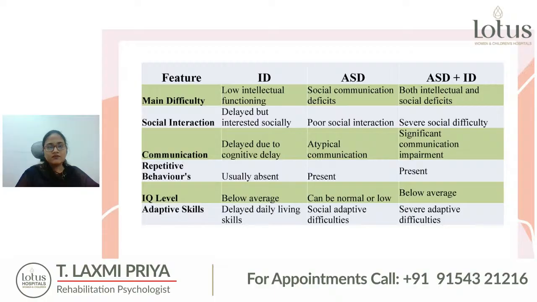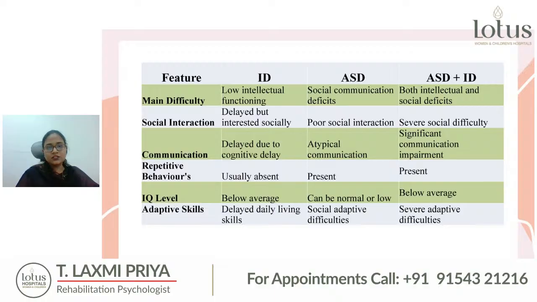Coming to social interaction, children with ID have interest, but they don't understand how to proceed in a social environment and in expected social play. They have delays in understanding, but they may show interest in playing and socializing with others. Children with ASD have difficulties in understanding social cues or interaction. But children with ASD and ID have severe deficits in social interaction.